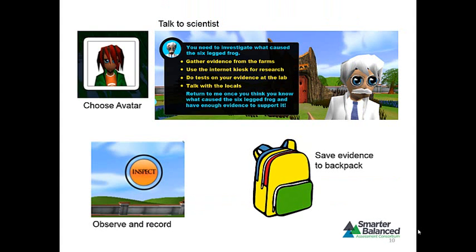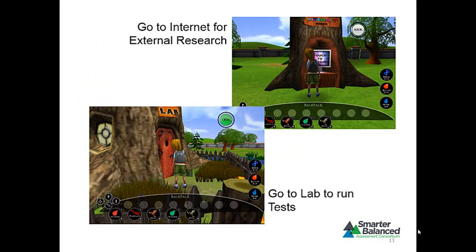So the game starts, you choose an avatar, you go and talk to the scientist, who looks actually a lot like Chris Deedy, and then you observe and record, you gather evidence, and you're taking notes, and you save your evidence in a backpack. You go to these kiosks that are buried in the trees, this is like going to the internet. So you go to the internet and find out about frogs and water and whatnot. You go to the lab and run tests.